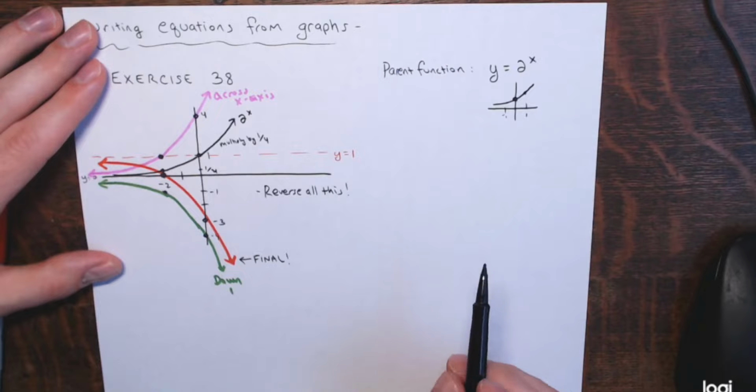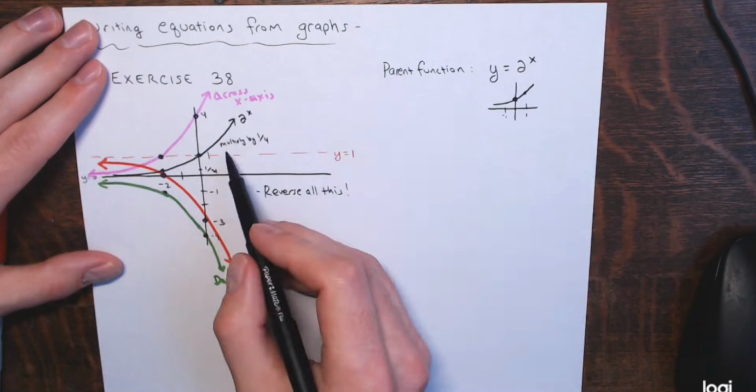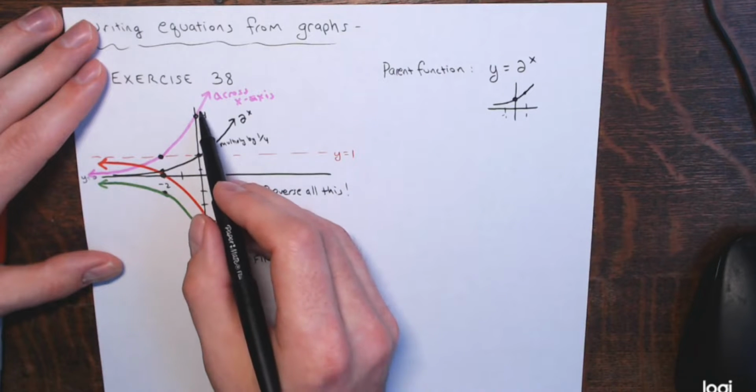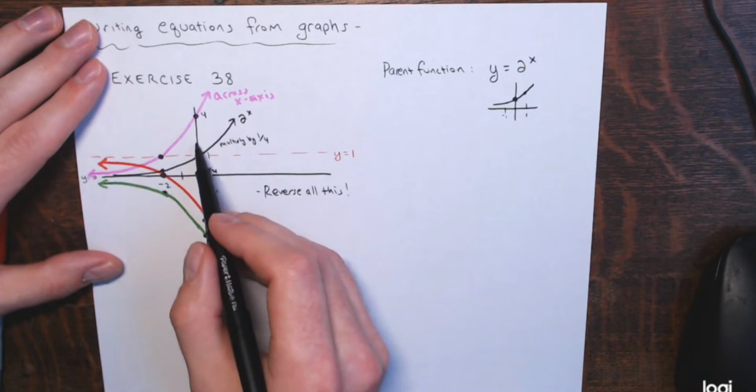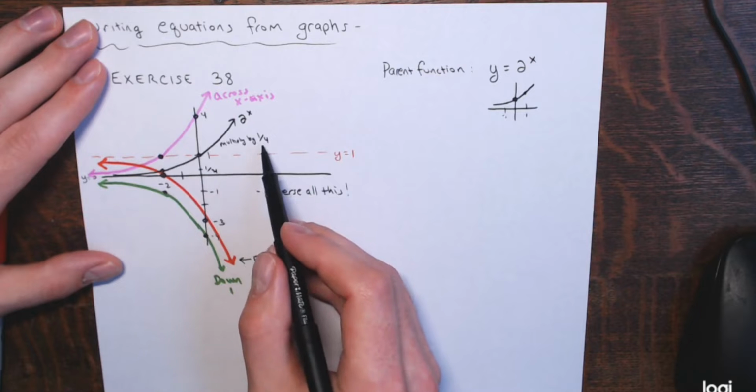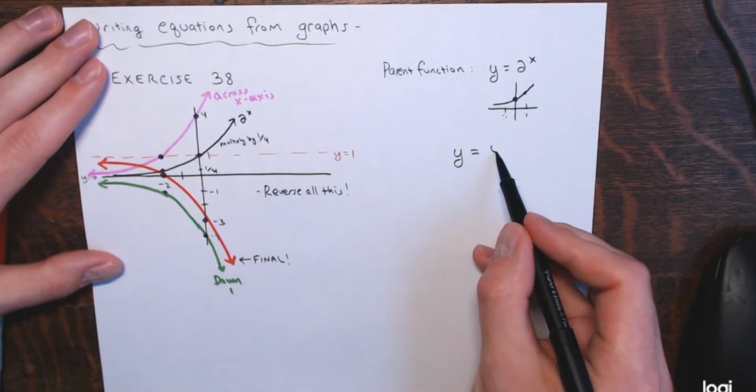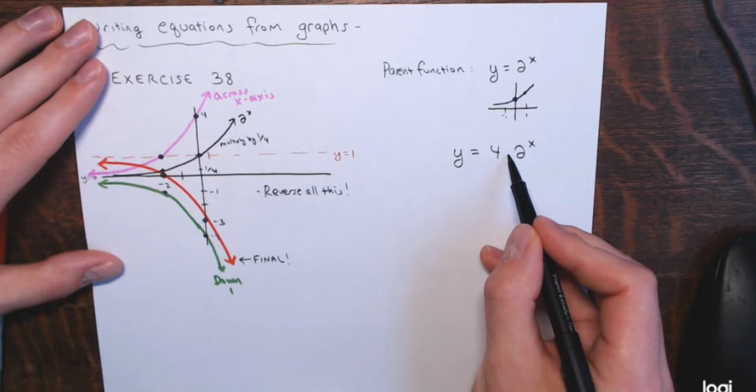So if I start with 2 to the x, to get to the pink graph, I'd have to multiply by 4, right? I'm reversing everything. Instead of multiplying by a quarter, now I go backwards, multiply by 4. So y equals 4 times 2 to the x. That'll give me this pink graph.